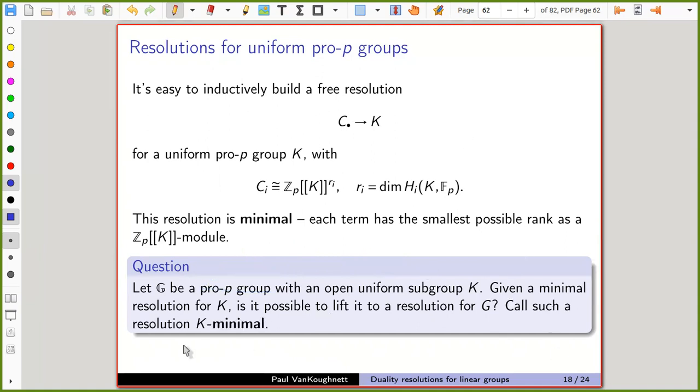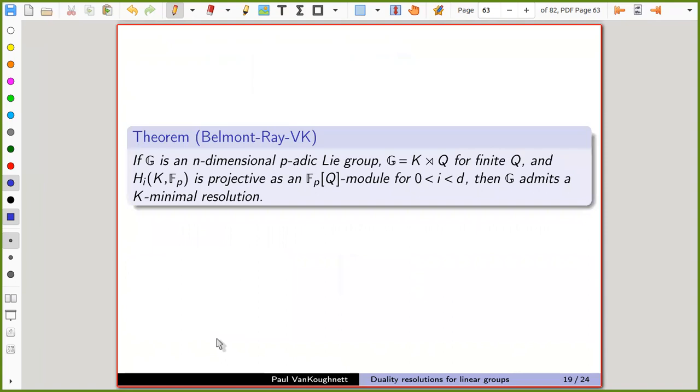We'll call such a resolution K minimal. Okay, so we can think about K minimal resolutions for a general group G. And we can prove that these exist under certain hypotheses, which are somewhat restrictive. So if G is the semi-direct product of K with a finite group Q, and the middle dimensional homologies are projective as Q modules, then you can define this K minimal resolution.